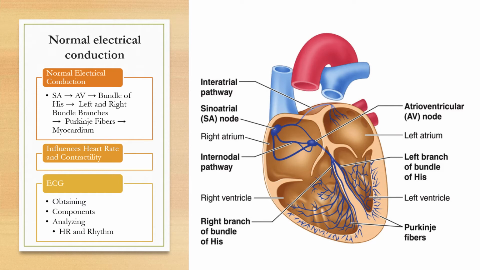Why is it held there for a short period of time? Following that, the AV node is going to release the electricity into the bundle of His. The bundle of His is not labeled here, but it's between the AV node and the left and right bundles, and you'll see that blue line between the AV node and the left and right bundles. That's called the bundle of His.